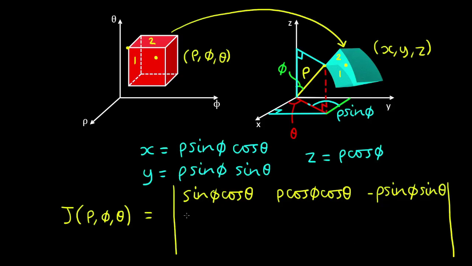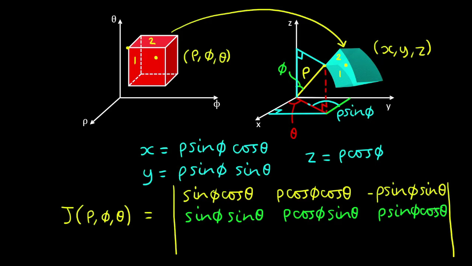And then taking the partial of y with respect to rho, we get sine phi sine theta, and the partial of y with respect to phi gives rho cosine phi sine theta, and the partial of y with respect to theta gives rho sine phi cosine theta, and the partial of z with respect to rho gives cosine phi, and the partial of z with respect to phi gives minus rho sine phi, and the partial of z with respect to theta is 0.